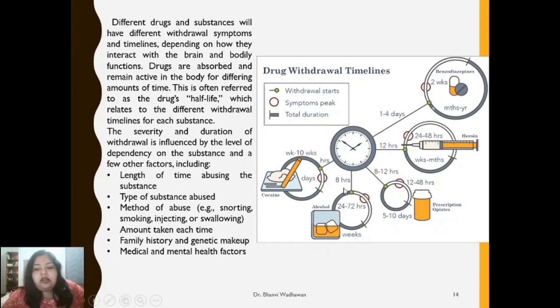In case of alcohol, after 8 hours, you witness the withdrawal symptoms, which is normally called the morning after: when you take alcohol at night, and when you wake up in the morning, you experience the withdrawal symptoms, and they peak at around 24 to 72 hours. And if we look at cocaine, the withdrawal symptoms appear within hours, and then they can peak within a day or so, and the total duration of the drug withdrawal symptoms lasts for weeks, up to 10 weeks.